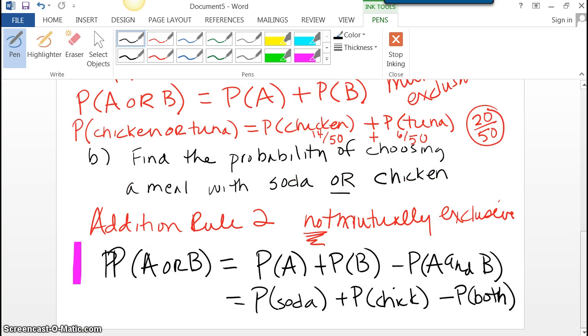So in this rule right here, this is 25 out of 50. This is, the chicken was 14 out of 50. And then we're going to take away where they overlap, where they're both happening. So 25 plus 14 is 39, and then 39 minus 8 is 31. So the answer is 31/50ths.